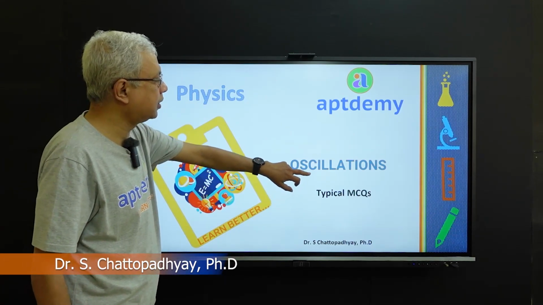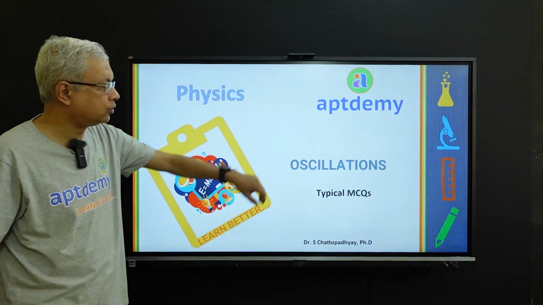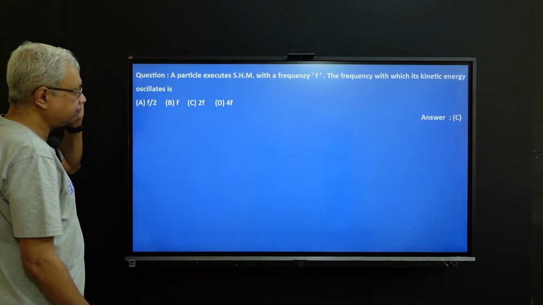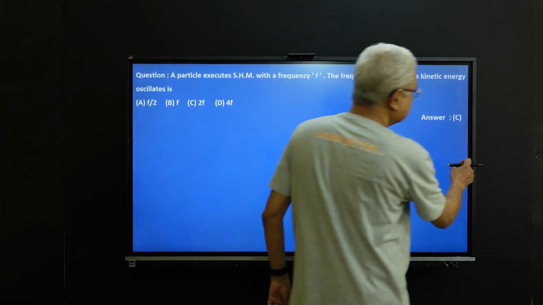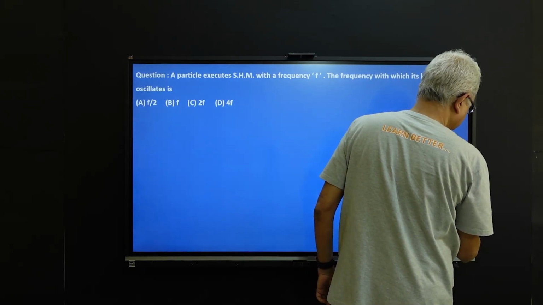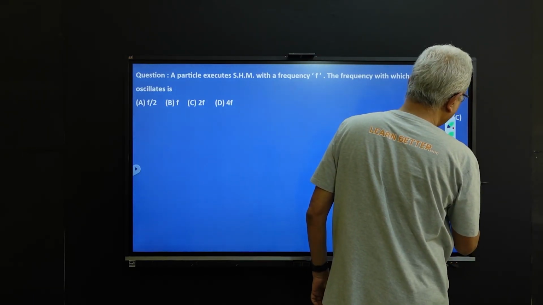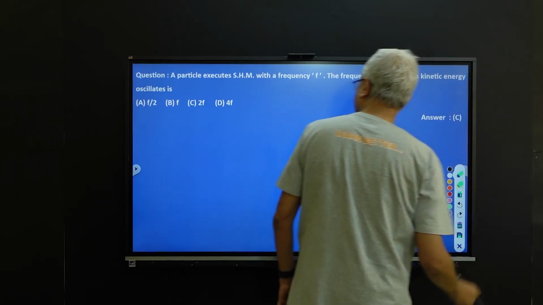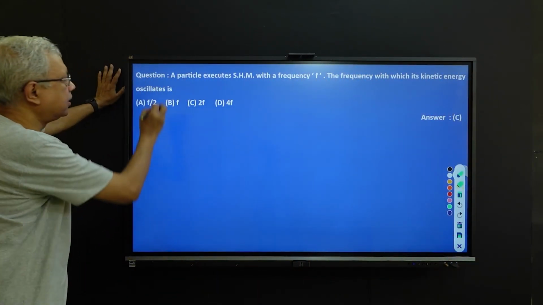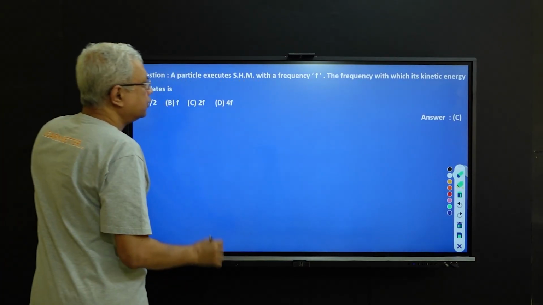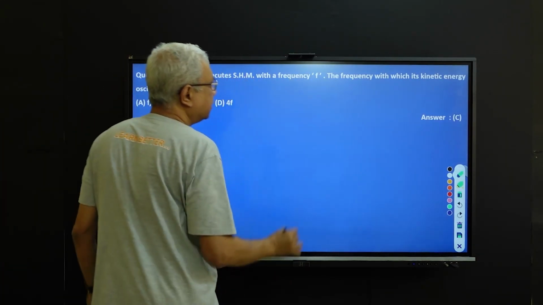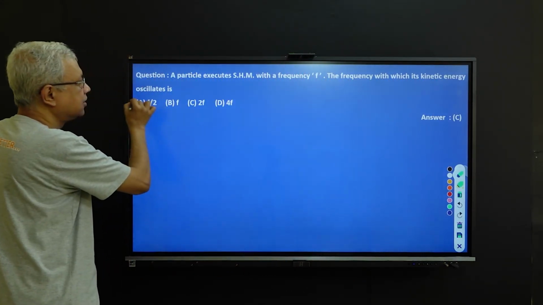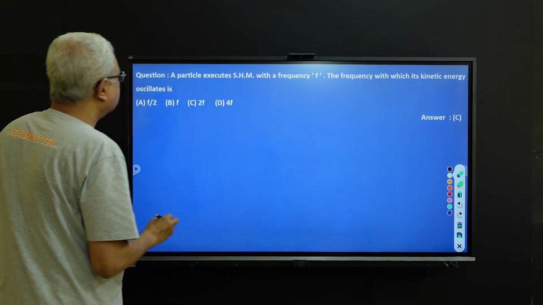Based on your feedback, I am considering two MCQs from Oscillation in this session. See the problem. These are very simple problems but interesting. A particle executes simple harmonic motion with a frequency f. The frequency with which its kinetic energy oscillates is which one is correct?